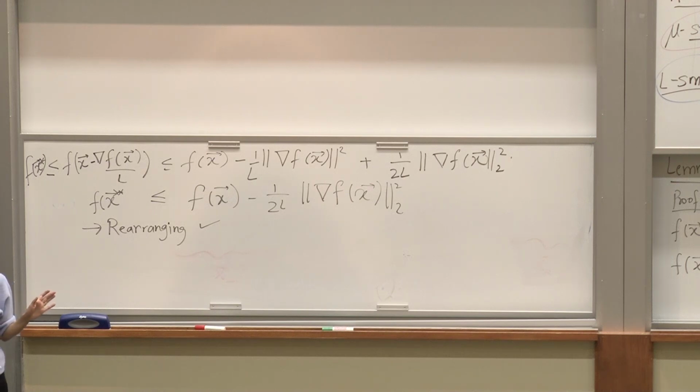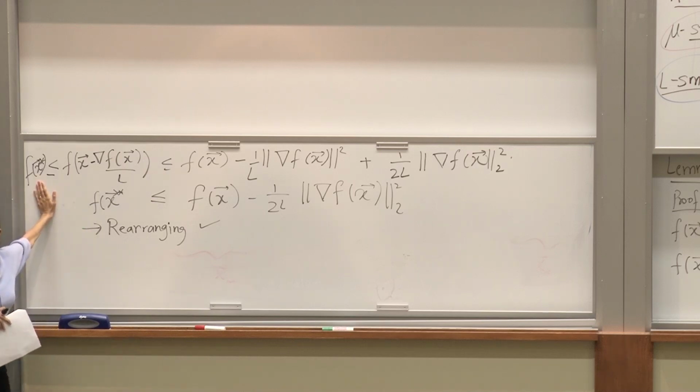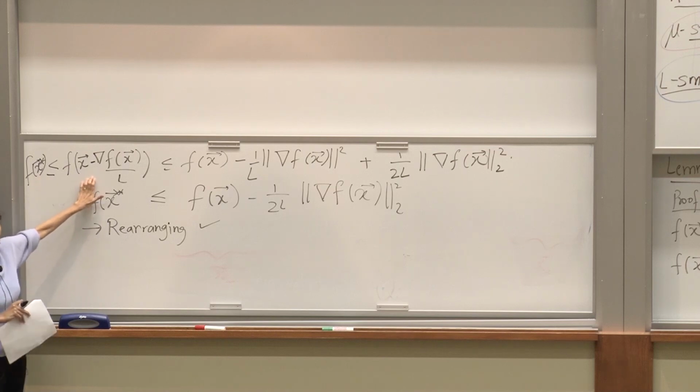Straightforward enough? Yes? Could you explain again why we know f of x star has to be less than that expression? Why is this true? X star is the minimum, right? So if the minimum value of the function is attained at x star, then it better be smaller than the function evaluated everywhere else. It's less than or equal to, we don't have a strict inequality because this might be the optimum point itself, but it definitely cannot be strictly greater than. It must be less than or equal to.